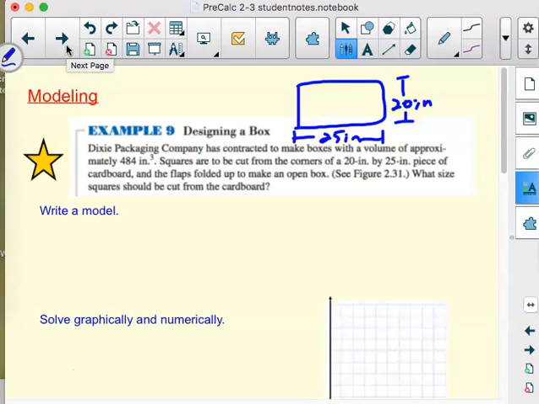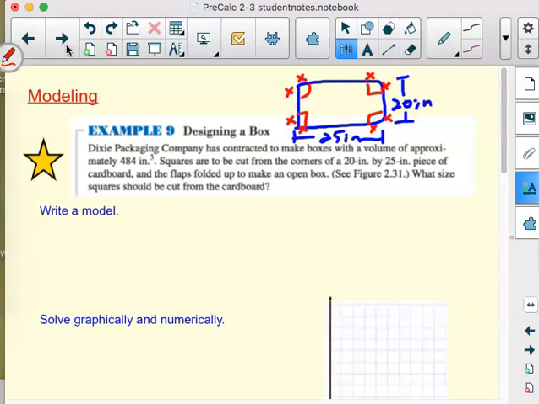So we've got our little 25-inch by 20-inch piece of cardboard. And we're going to cut some length off of each of those sides so it can fold up and make an open top box, because that's what it said, the flaps folded up to make an open box. Now this, see figure 2.31, actually if you go halfway down the page, you're going to see a drawing that's very similar to the one that I just put up here. And it says, what size squares should be cut from the cardboard?